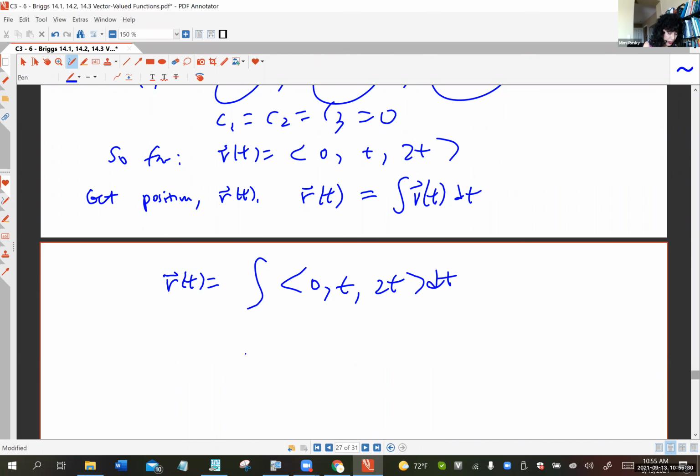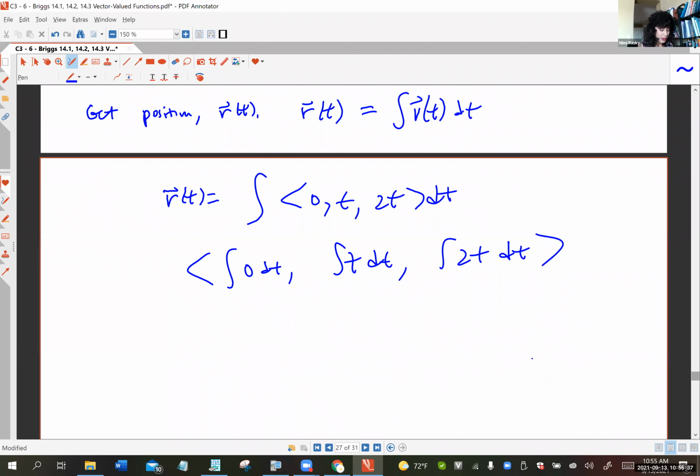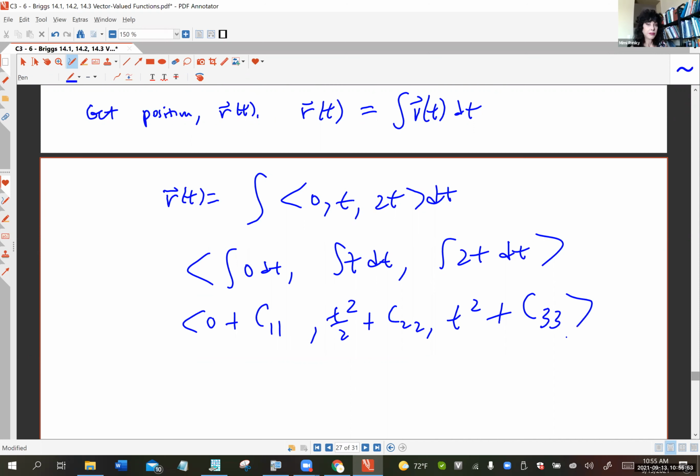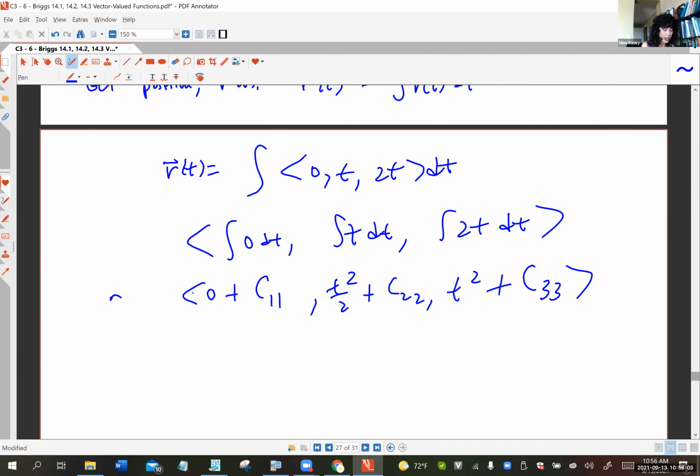And so you know the drill. You're going to integrate separately 3 times. And the integral of 0 is 0 plus C11. I'm going to use different subscripts now because I don't want them to get confused with the other constants of integration. Notation matters, people. Don't get sloppy. So C11, C22, C33, what are those guys? Well, this is what R of t is so far.